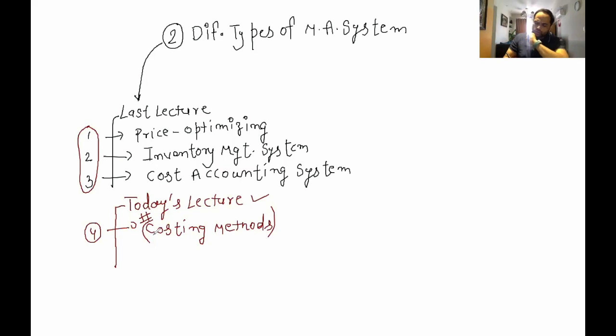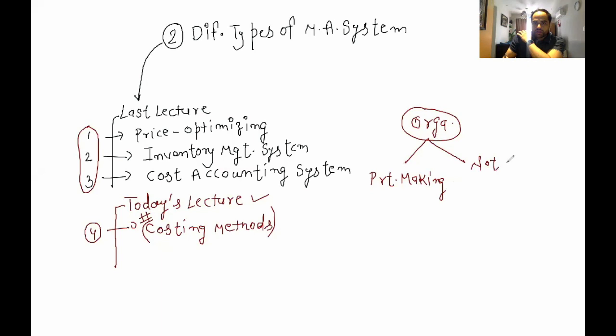In order to understand costing methods, I'm going to draw a small diagram that helps us estimate the costing methods. Let's start with the organizations. Organizations are divided into two parts. There are two types of organizations: profit making, and second, not-for-profit making.